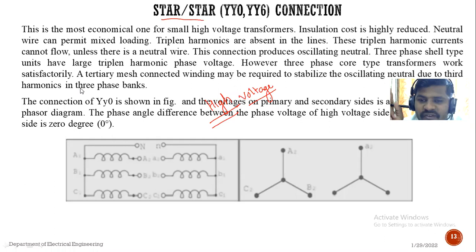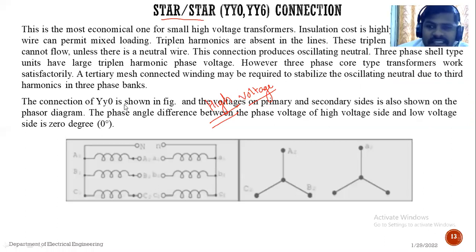A neutral connection is formed from it. So this is the star connection. See this figure, it shows the star connection having a star zero connection. That means the primary is connected in star, the secondary can be connected in star, and the phase displacement between the primary and secondary is nothing but 0 degree. The voltage on the primary side and the secondary side is also shown in this phasor diagram. See the voltages shown in this phasor diagram. So the phase angle between these two voltages, the high voltage side and the low voltage side, is 0 degree.